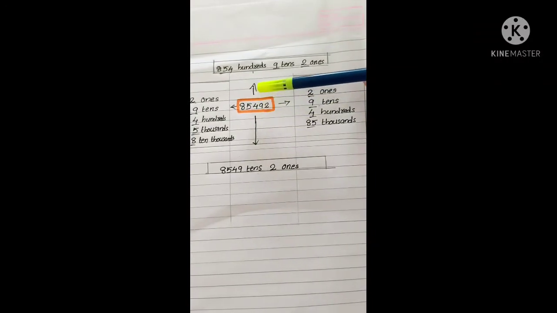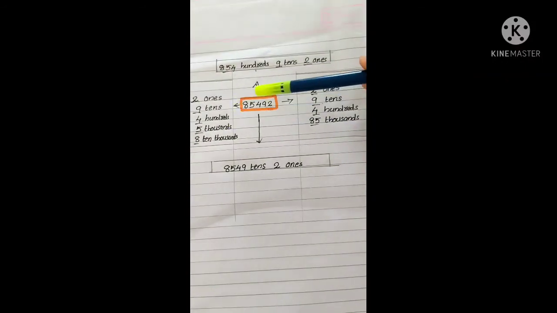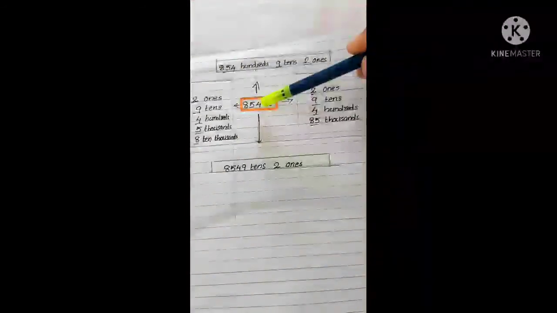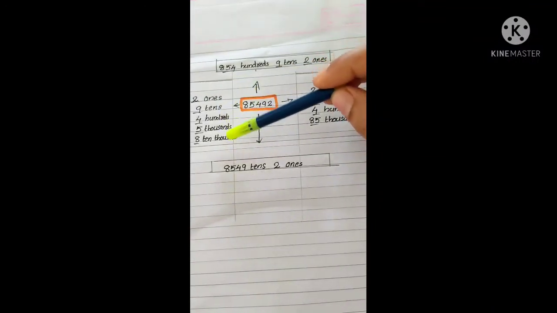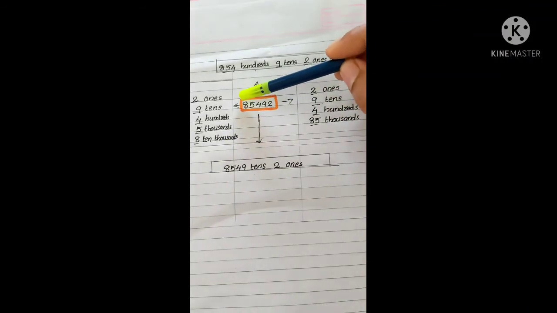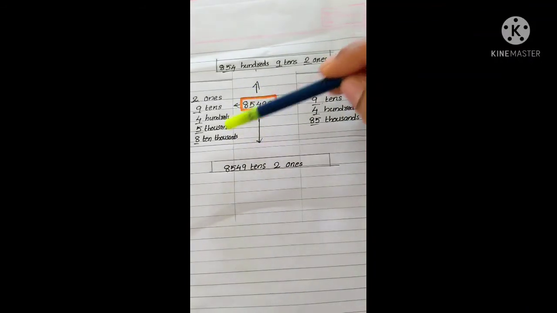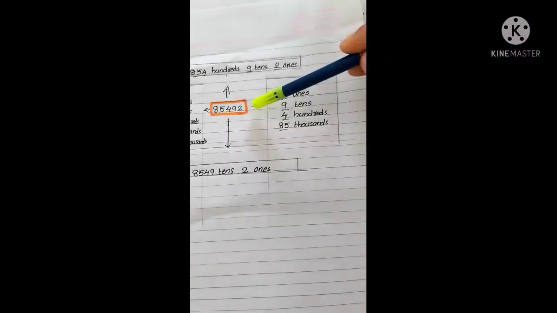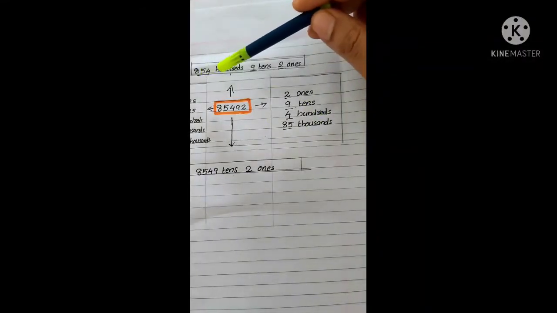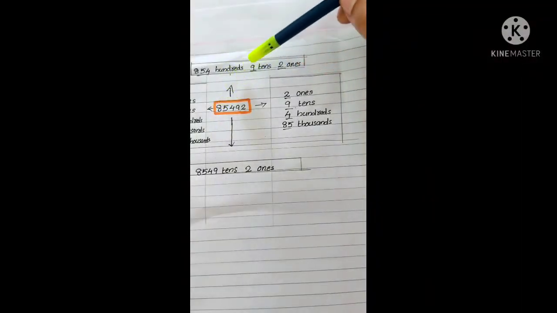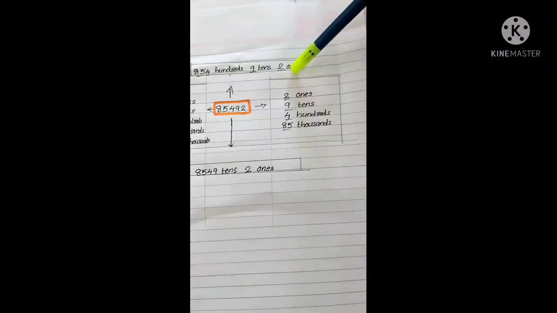85,492 can be split in different forms. According to the place value, 2 ones, 9 tens, 4 hundreds, 5 thousands and 8 ten-thousands. According to the place value, we split this number. Here this number can be split in another form, that is 2 ones, 9 tens, 4 hundreds, 85 thousands. Here the number can be written as 854 hundreds, 9 tens and 2 ones.